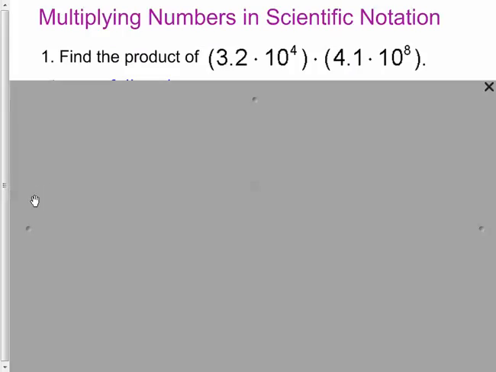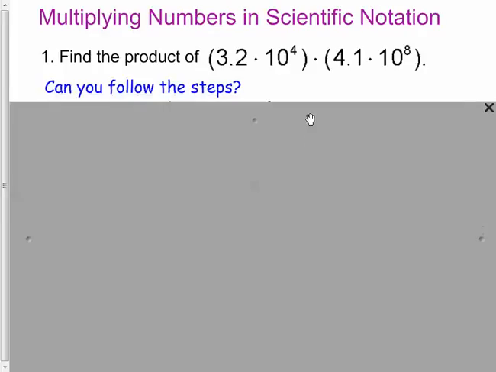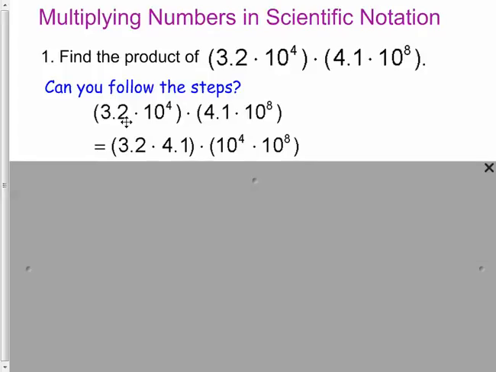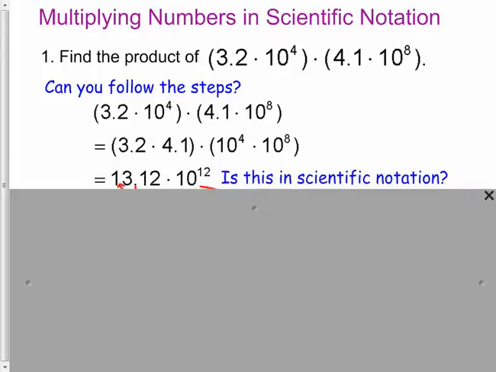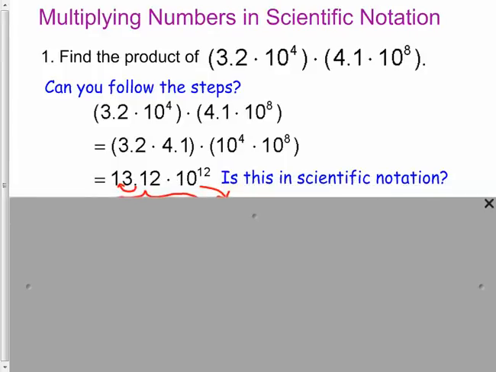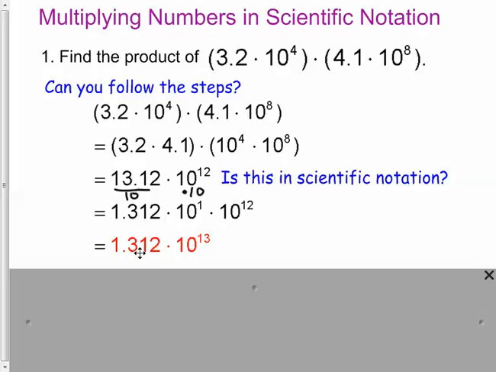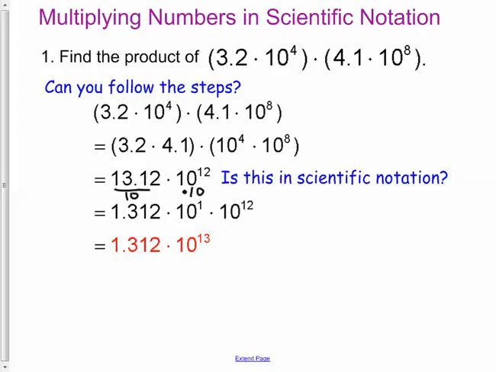Okay, go ahead and try this one, and I will be back in just a second to show you what I did. All right, friends, grab your red pen. Step 1, multiply them separately, the integers or rational numbers with each other, and the base of 10 and powers together. You get 13 and 12 hundredths times 10 to the 12th. We have to divide this side by 10 and multiply this side by 10, which gives us 1 and 312 thousandths times 10 to the 13th power.